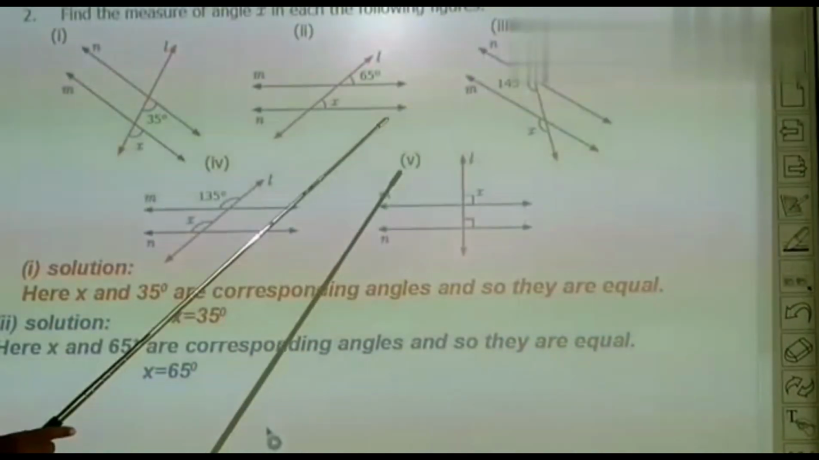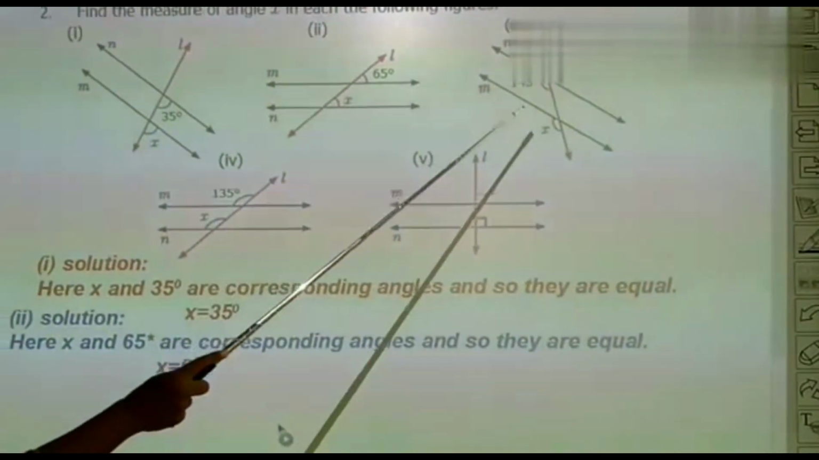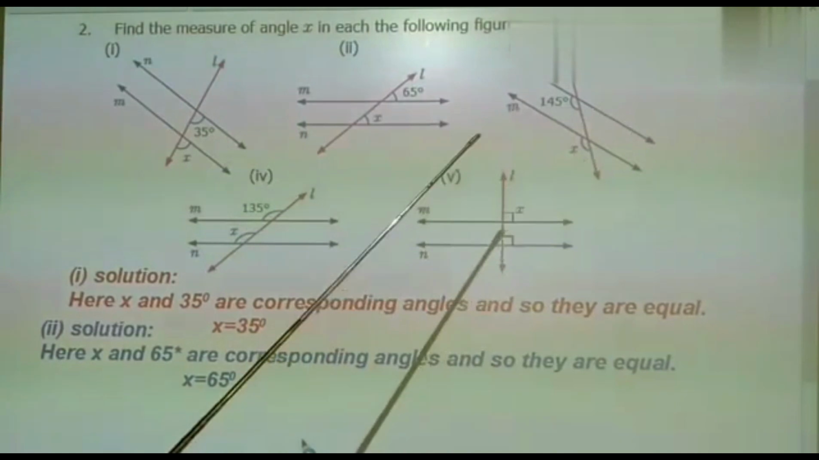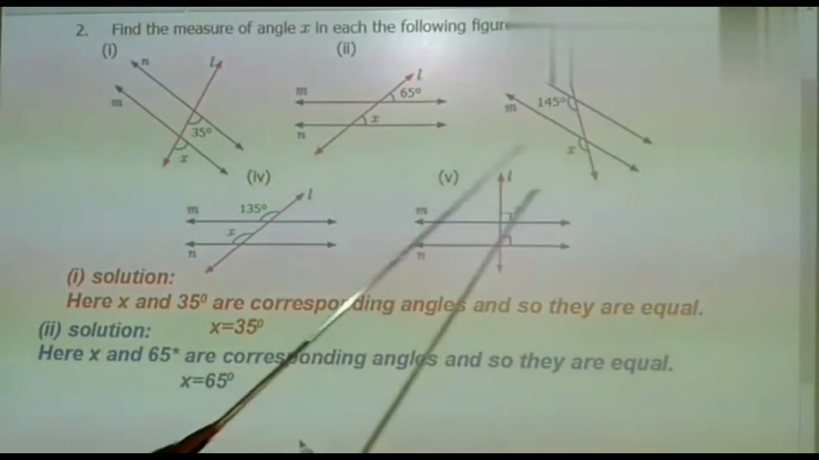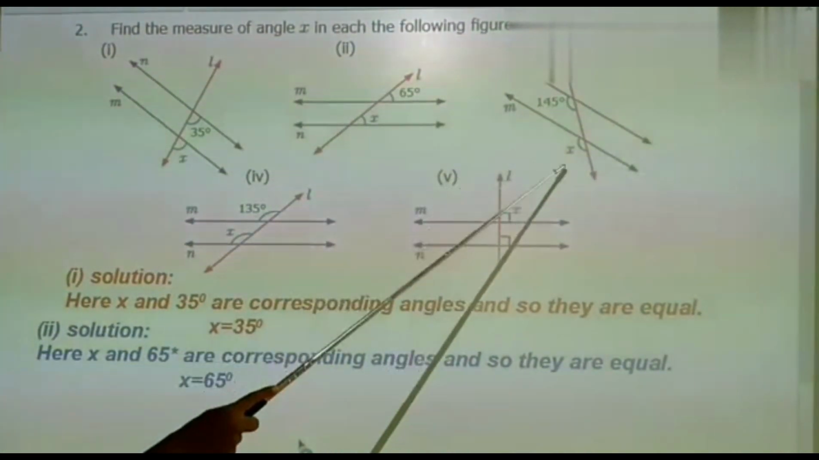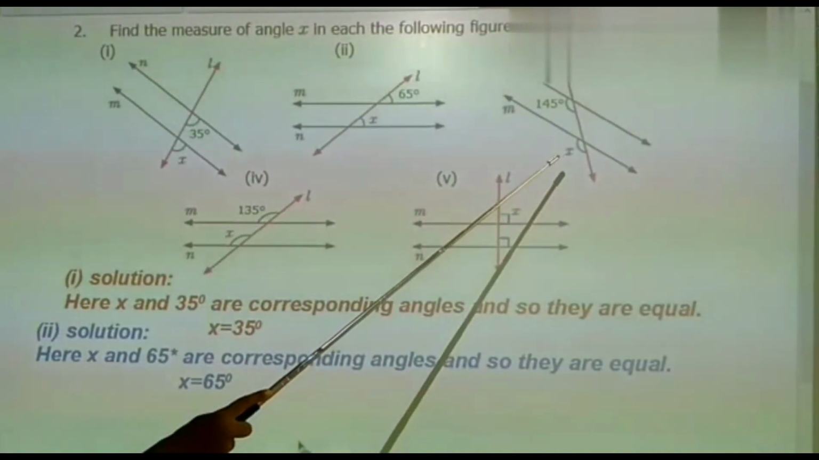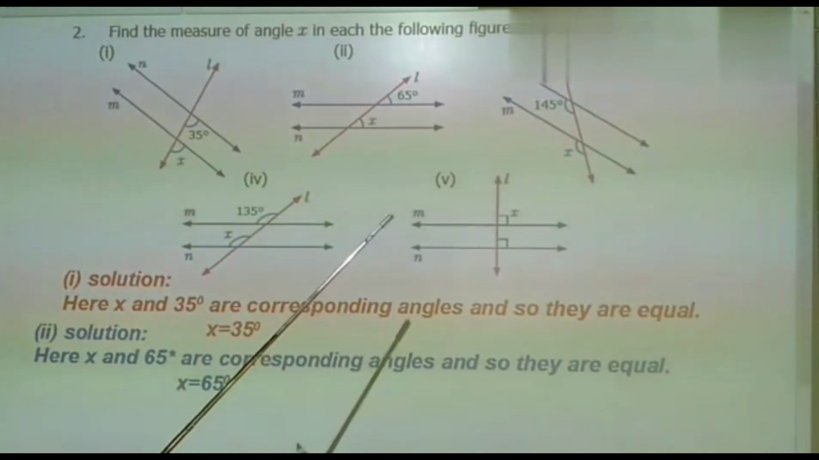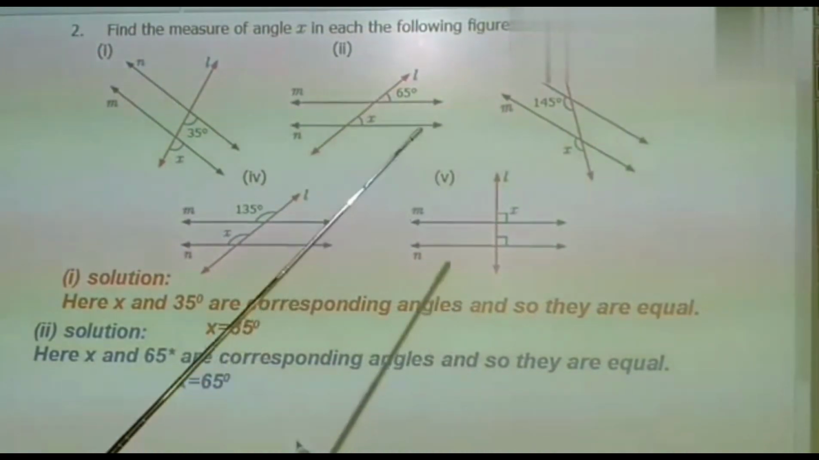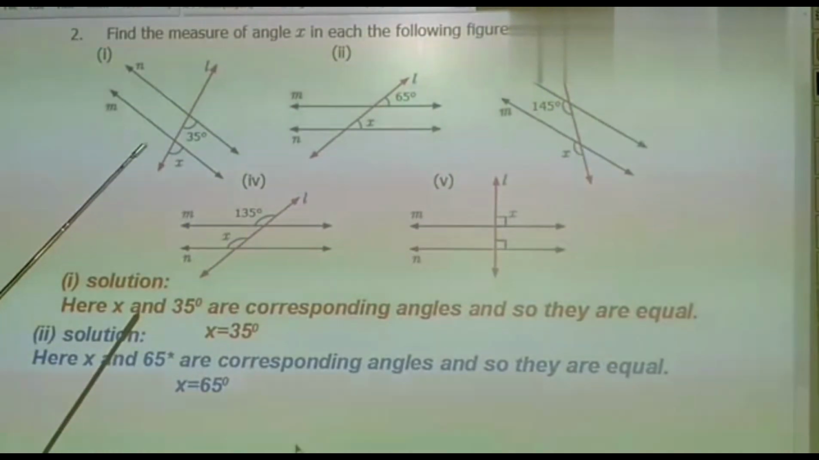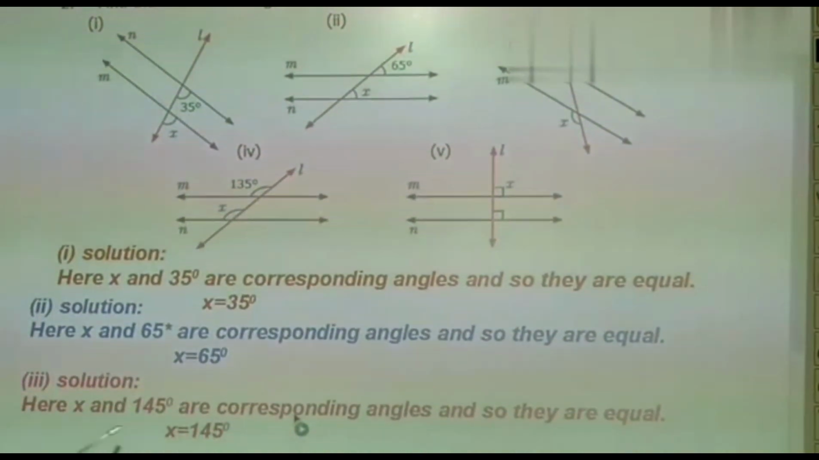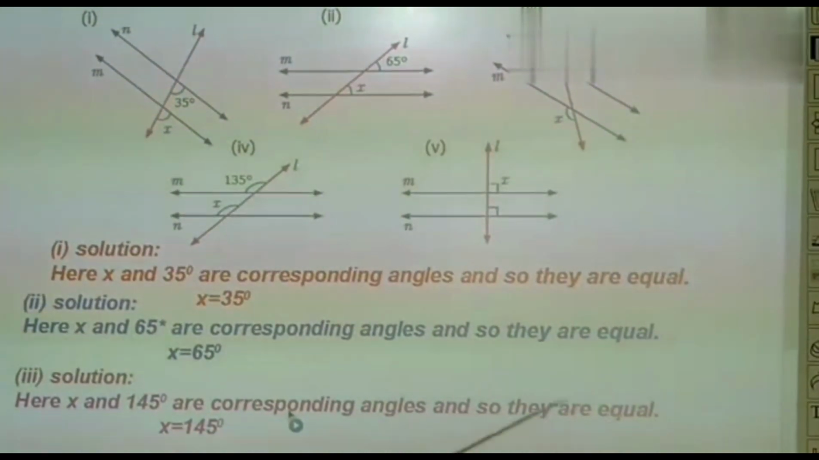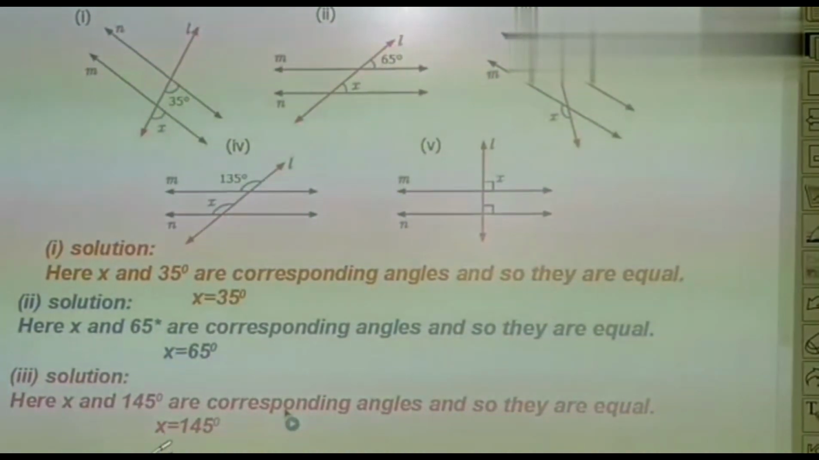Shall we go for the next option, children? Option 3 also. Two parallel lines are there, M and N. L is the transversal line, and we have corresponding angles, so x we have to equate with 145 degree because we know that corresponding angles are equal. Let's see the solution. Yes, both are corresponding angles, and so they are equal. So x is equal to 145 degree.